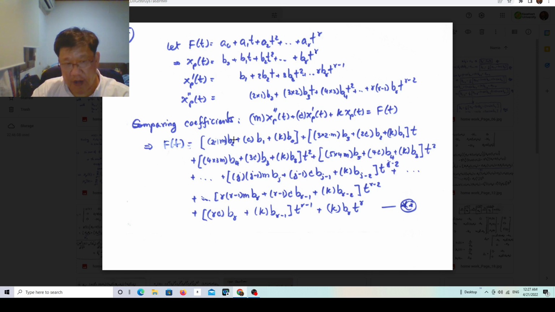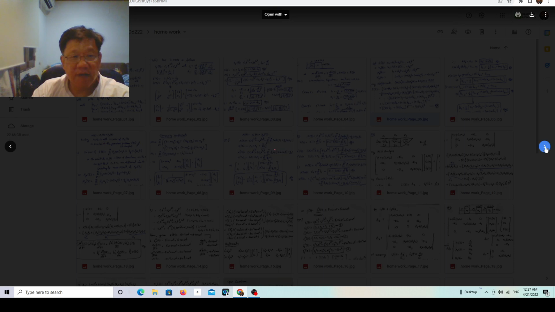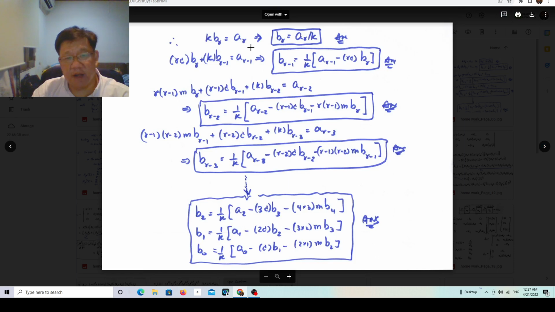Just rearrange the terms so that you can compare the form. This constant term is compared to f(t), so it must be equal to 0. And the coefficient that multiplies t can be compared to a sub 1 for the f(t), and so on until a sub r, the order r term on the right hand side of the force function f(t), can be compared to here. And you can now get what we call the recurrence equation.